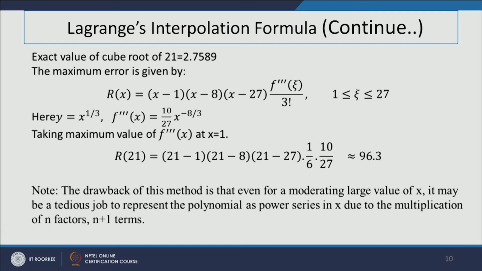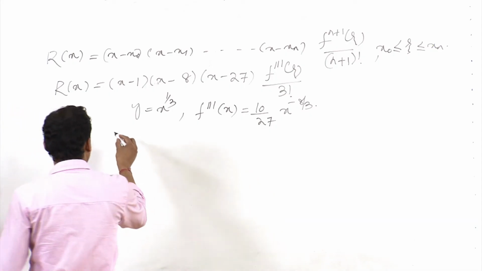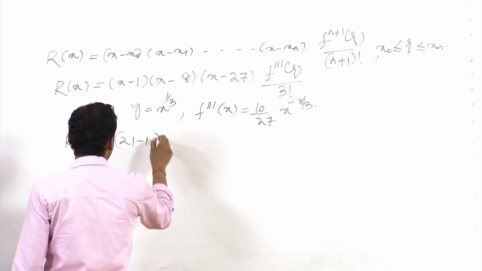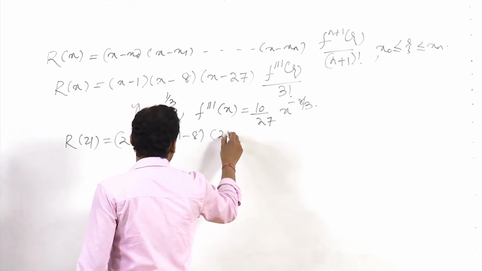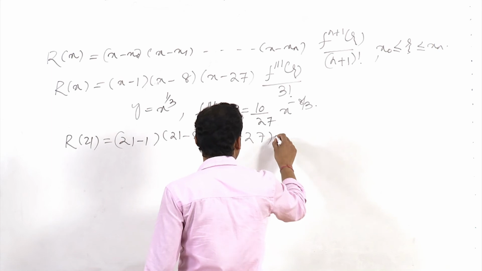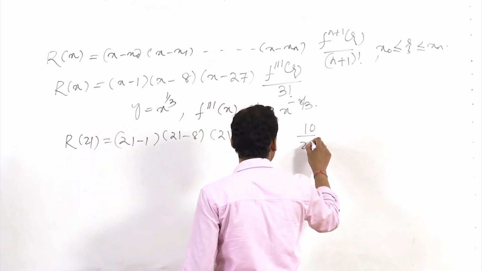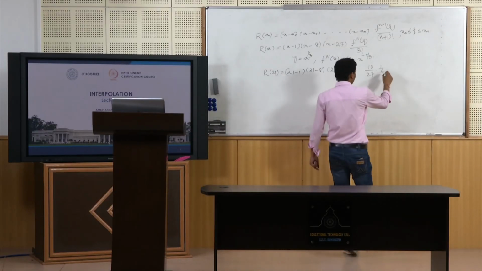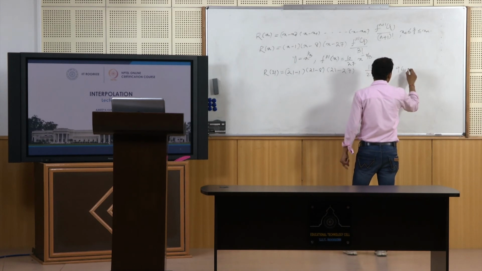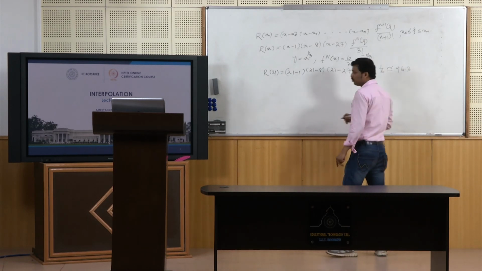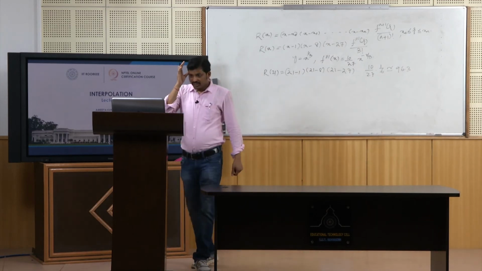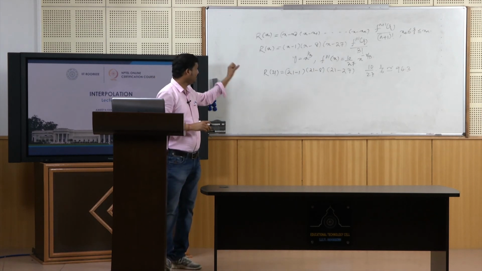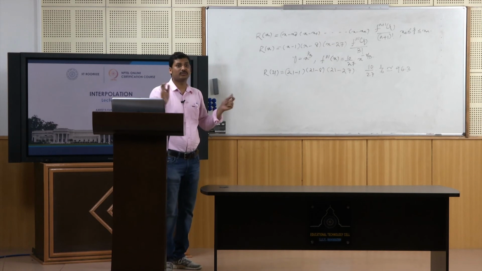So that is why, with 3 factorial, I can write R of 21 as (21 minus 1)(21 minus 8)(21 minus 27) into 10 by 27 into 1 by 6 here. This total value is coming as 96.3 here, or 96.29 something. So the drawback of this method is that if we want to add any other term, we have to go for the computation of n plus 1 terms here.